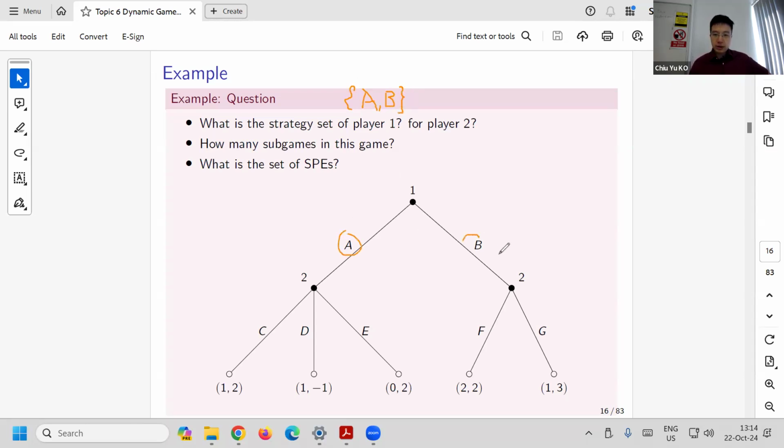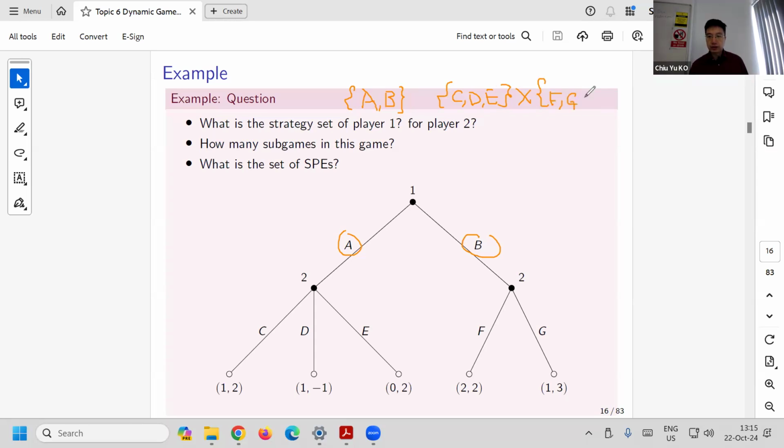A and B, okay? Remember, strategy is what you can do for all possible histories. Player two can move according to history, either A or B, right? You have to specify that under A, C, D being chosen, under B, F and G being chosen. So it's a 2-element thing. It's a function, right? So each is C, D, and E, and the cross product of F and G, right?